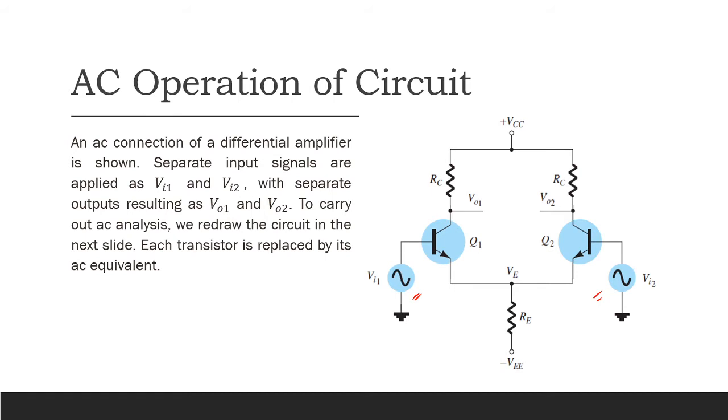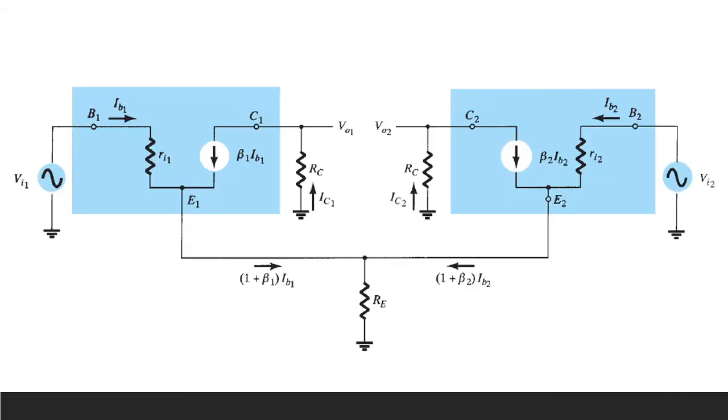Each transistor is replaced by its AC equivalent. So, this is what we get. It's simple. This is the emitter, this is the collector, this is the base. This is also what we used before, right?